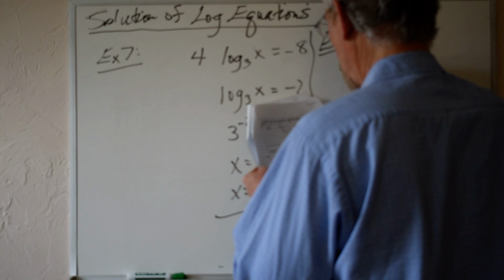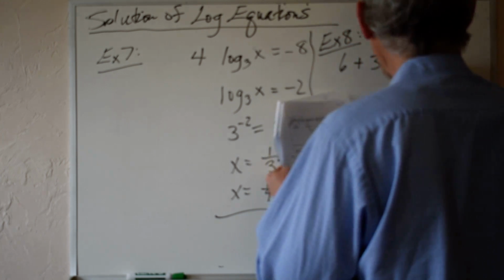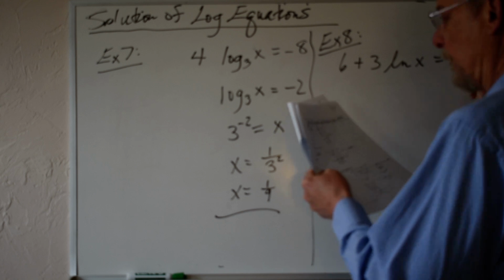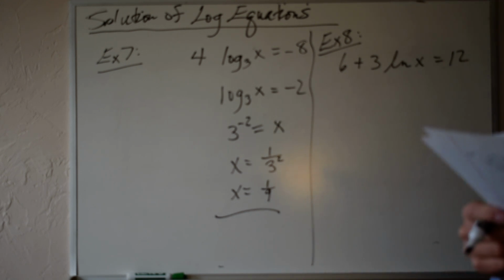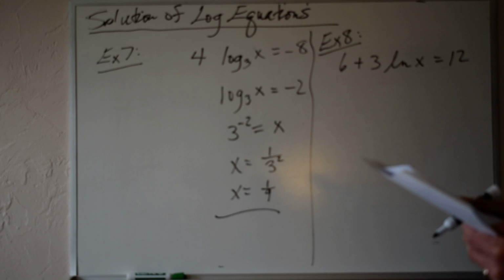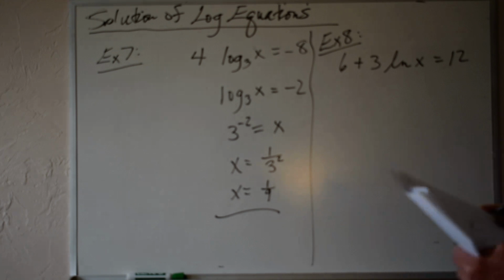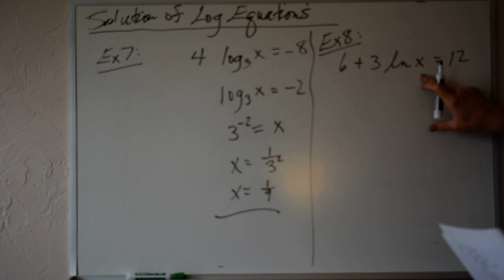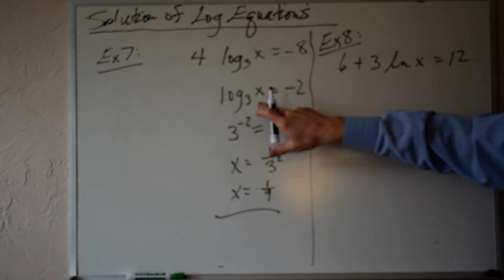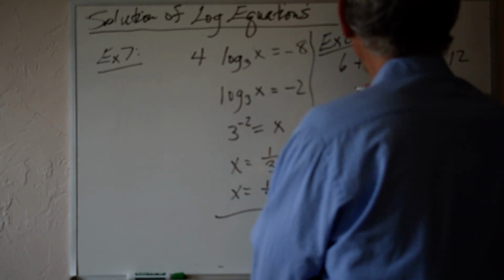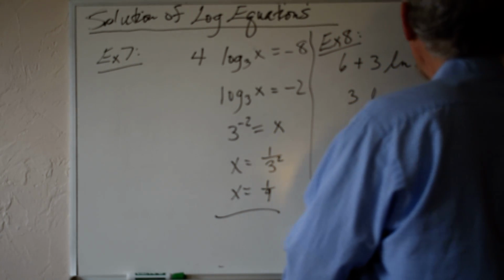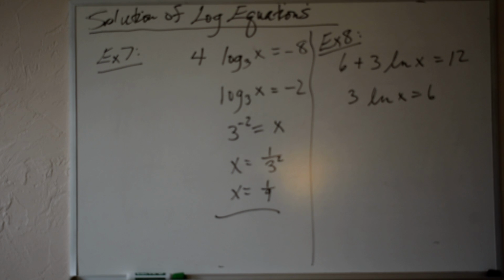Six plus 3 times the natural log of x equals 12. Well, of course you want to isolate that x. That's what solving the equation means. In this case, your best strategy is to isolate the log expression, just like we did over here. So I'll subtract 6 from each side. That leaves me with 3 times the natural log of x equals 6. Divide each side by 3.